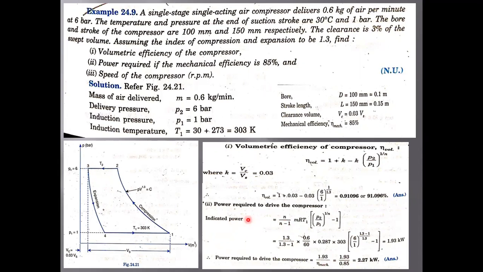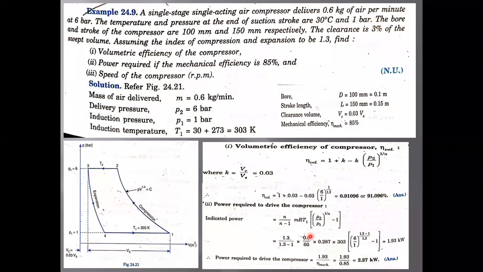First of all, we already know the work done, or power required, or indicated power, is nothing but n by n minus 1 into mRT1. Here, instead of P1 V1 we have taken mRT1. Why? Because we don't know the value of V1, so we have converted that to mRT1. As we already know, m he has given, and R is a constant value, the universal gas constant. We should have that in our mind. And T1 we already know, which has been given.